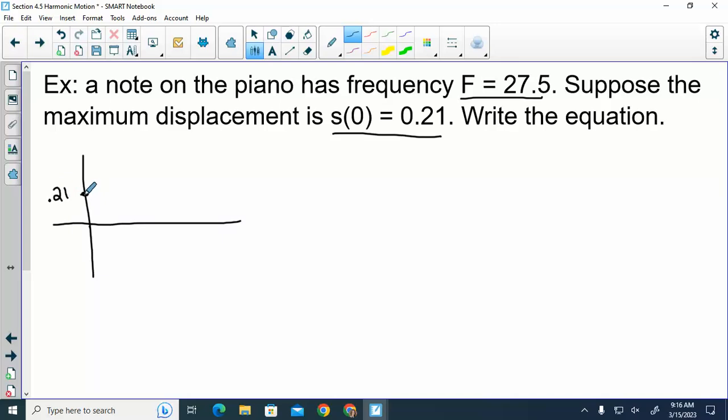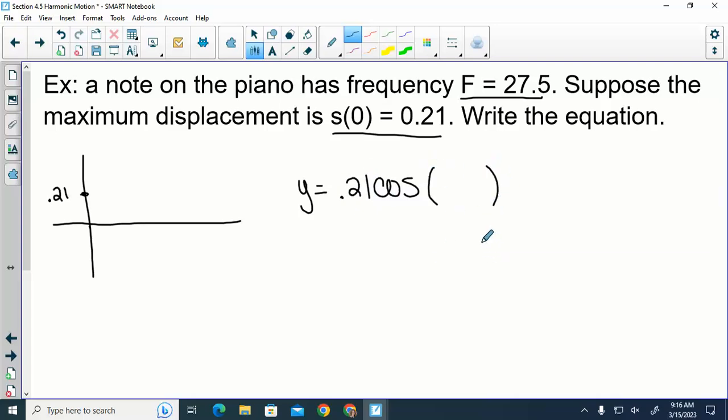Cosine. Most of these will be cosine because something has to start the movement. Okay, and usually that starts by stretching or something like that. So most of these would be a cosine. What's my amplitude? 0.21. It's not flipped.